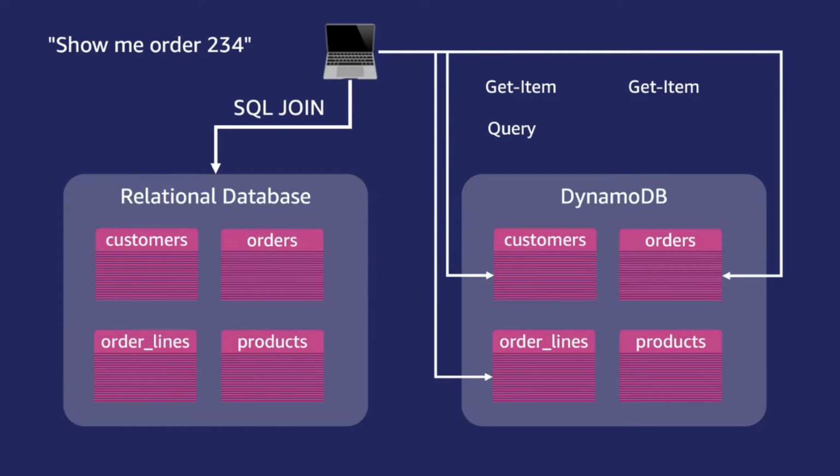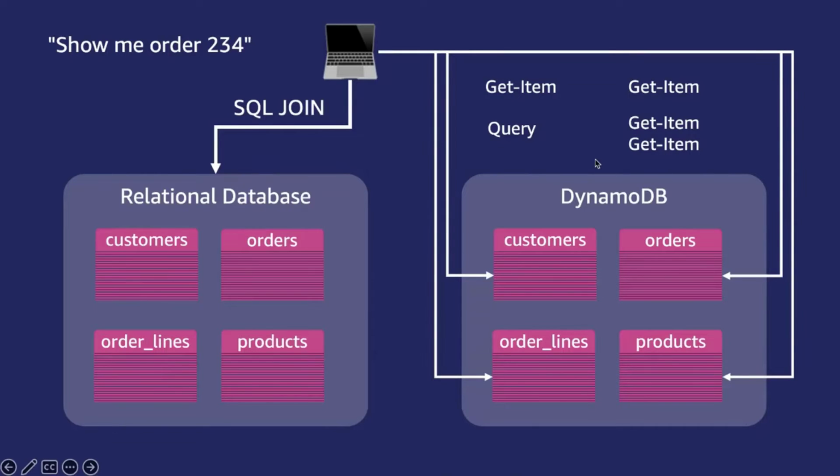Got it. Then look at the order lines for order 234. Oh, there's 2 of them. For each line, go ahead and look at the product ID and then turn around and come back to the products table and do get item for the products. So you can see we have like 4 or 5 or really any number of access patterns just to make the same view that we used to get from our relational database. So this is an anti-pattern. There's much more efficient ways to structure your data so you can avoid this.